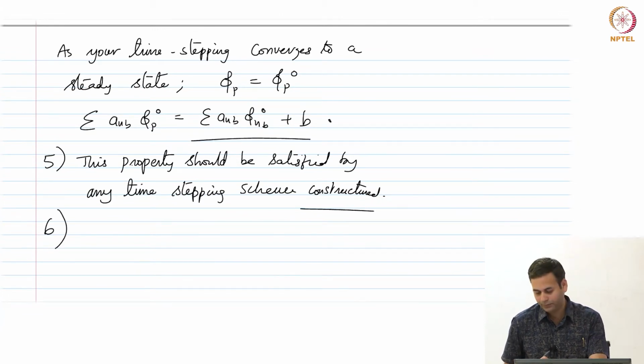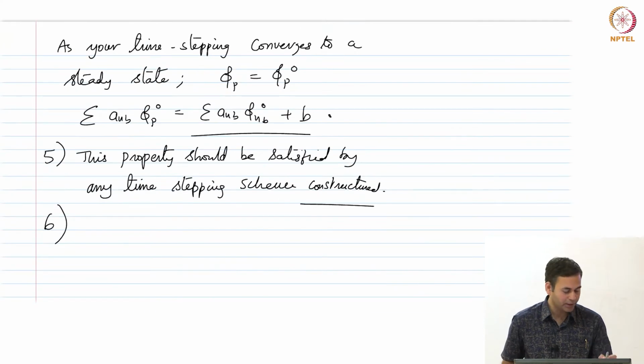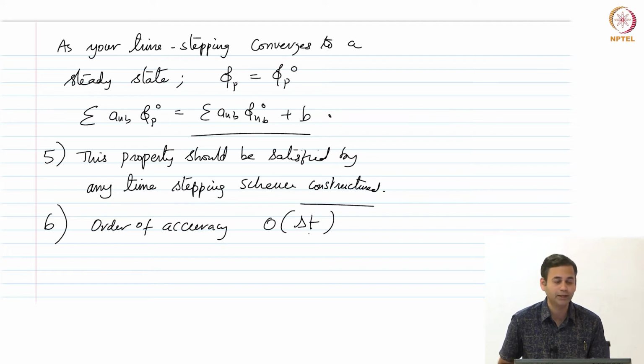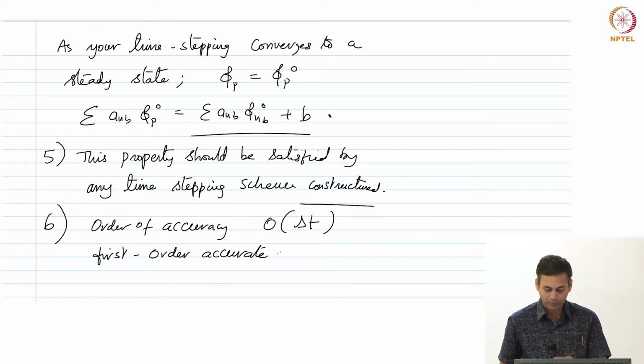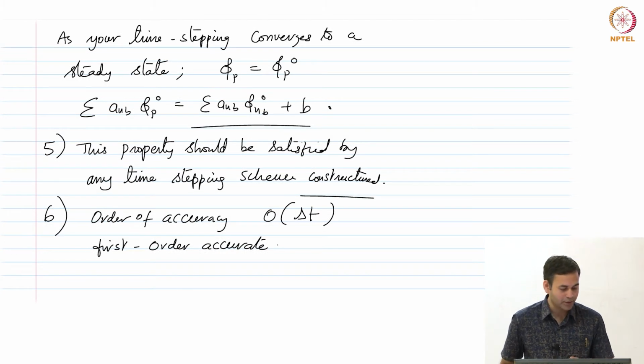Now, we will see that the order of accuracy of this scheme is only first order, okay. This is only order delta t, only first order accurate. That means as you refine the delta t, your temporal error only goes down by order delta t. So, that is not very good, okay. You have to take smaller and smaller delta t.